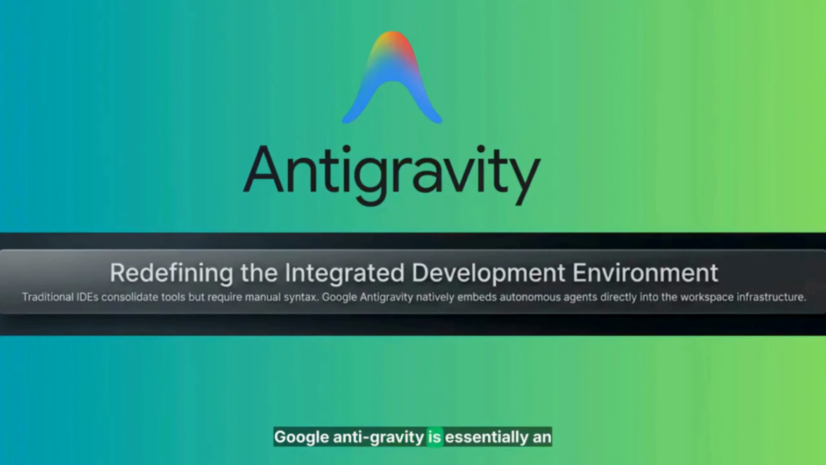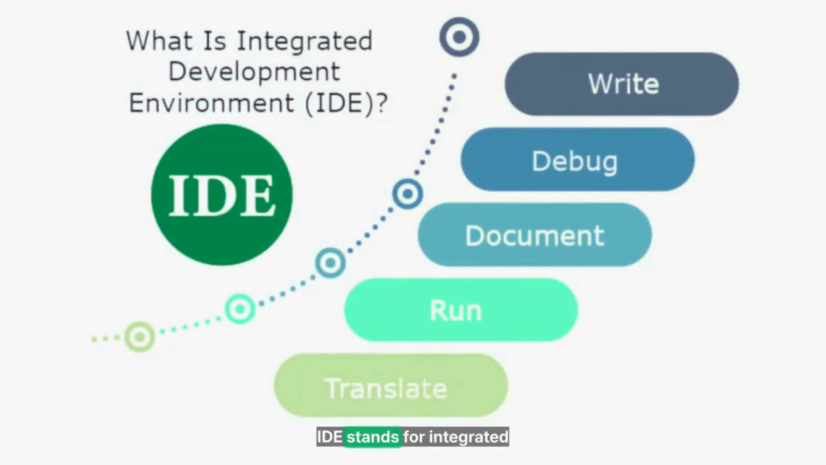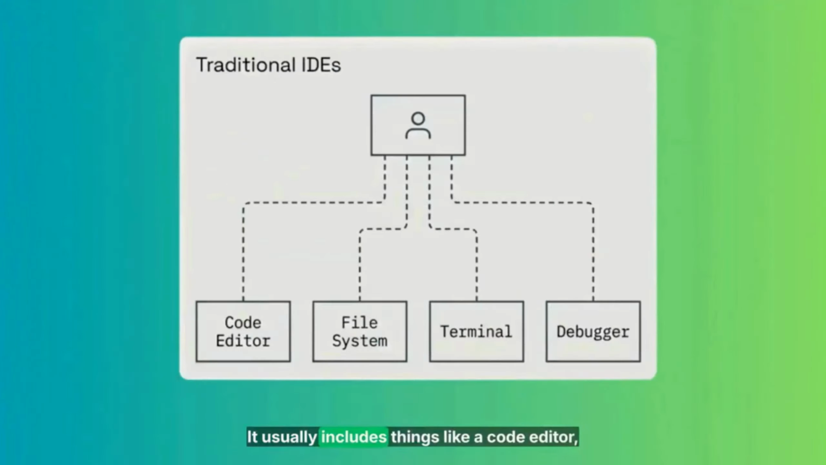Let's start by understanding what Google Antigravity actually is. Google Antigravity is essentially an AI-powered IDE. Now, if you're not familiar with that term, IDE stands for Integrated Development Environment. In simple words, it's a software where developers build apps and websites. It usually includes things like a code editor, file manager, terminal, debugging tools, and everything needed to create software in one place.